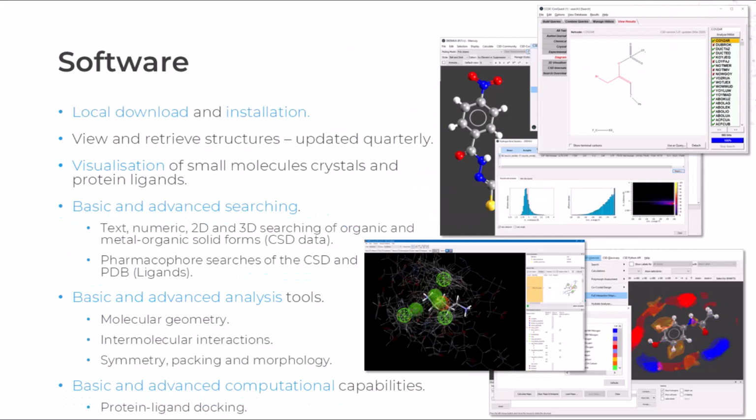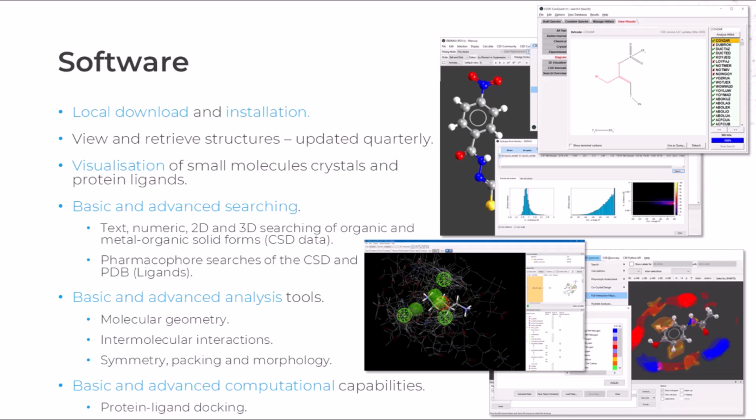Then, with your CSD license, your institution gets access to the full range of downloadable software. As we saw, the software is organized in different suites based on the field of applications, and it enables you to harness the knowledge from the CSD to gain insight into your own structures. With the CSD software, you can visualize solid forms and protein ligand complexes. It enables you to perform text, numeric, 2D and 3D searches of the database, both manually using the desktop software and programmatically with the API, as well as simultaneously searching ligands in the CSD and the Protein Data Bank, PDB.